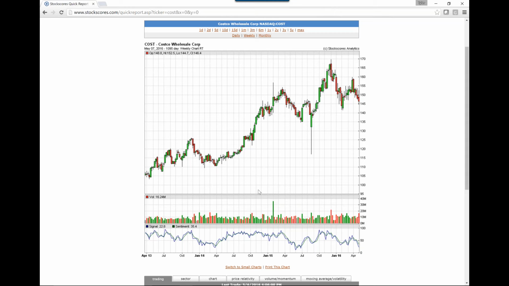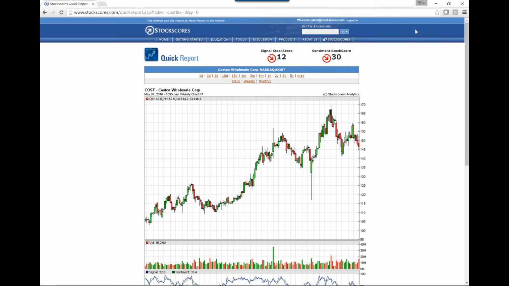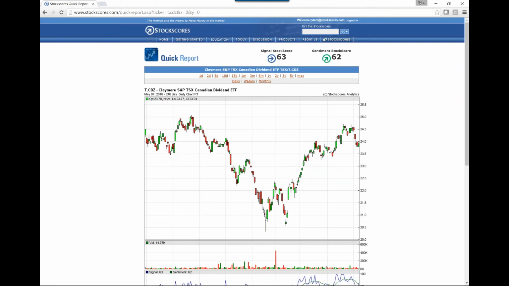Okay, CDZ on Toronto. Let's take a look at that. T.CDZ. So Toronto market stock, I have to put a T dot in front of the symbol. This is an ETF representing dividend stocks on the TSX. The buyers are in control. We have optimism. Coming into a lot of resistance over here.